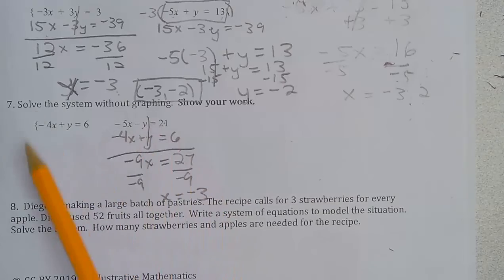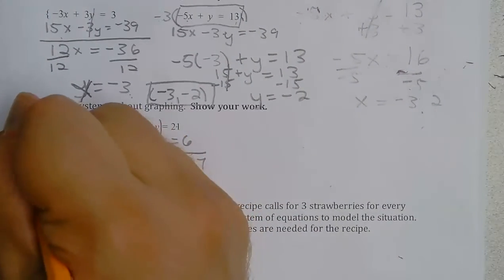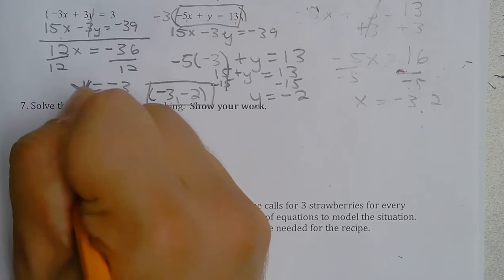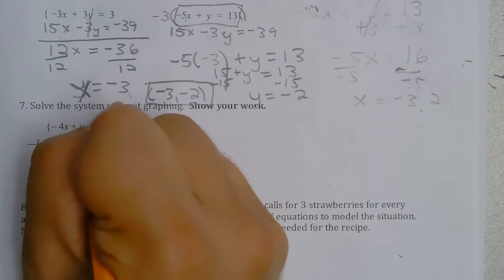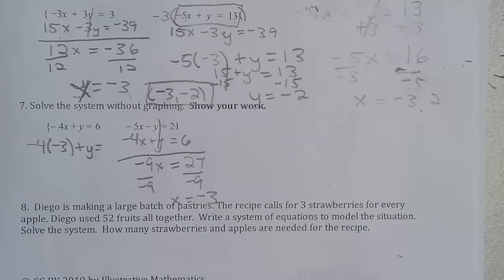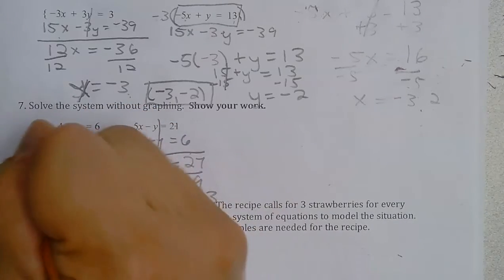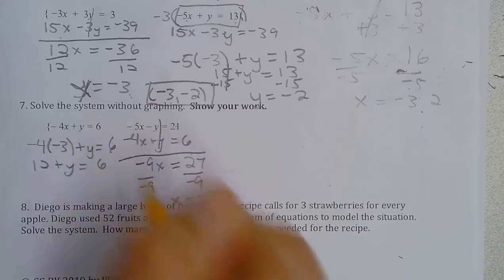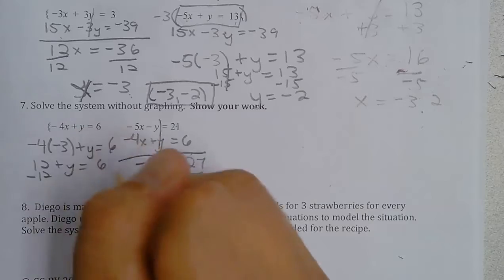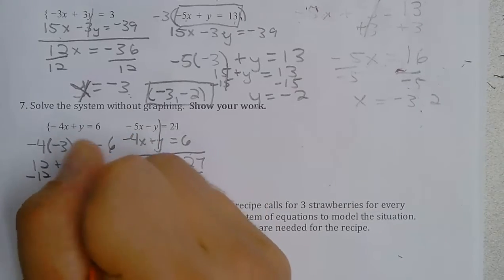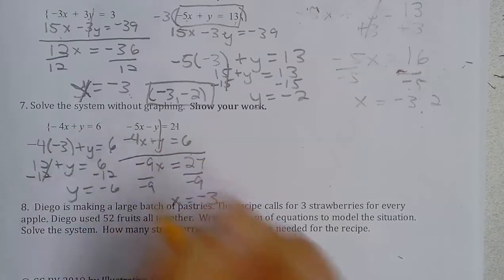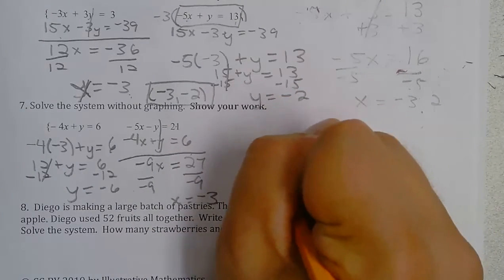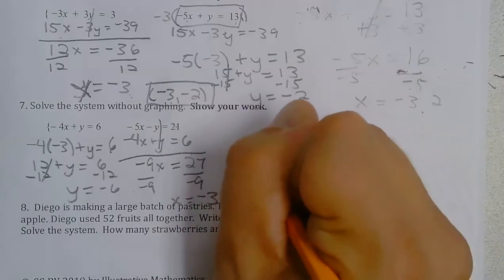So if x equals -3, you just plug it into either of these. So -4 times -3 plus y is equal to 6. So we have 12 plus y equals 6. I'm going to subtract 12 from both sides, and we would get y is equal to -6. So our answer as an ordered pair here is -3 for x and -6 for y.